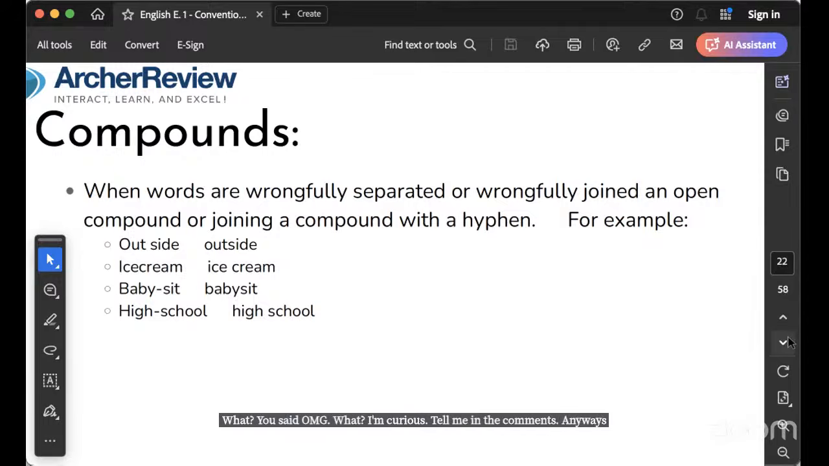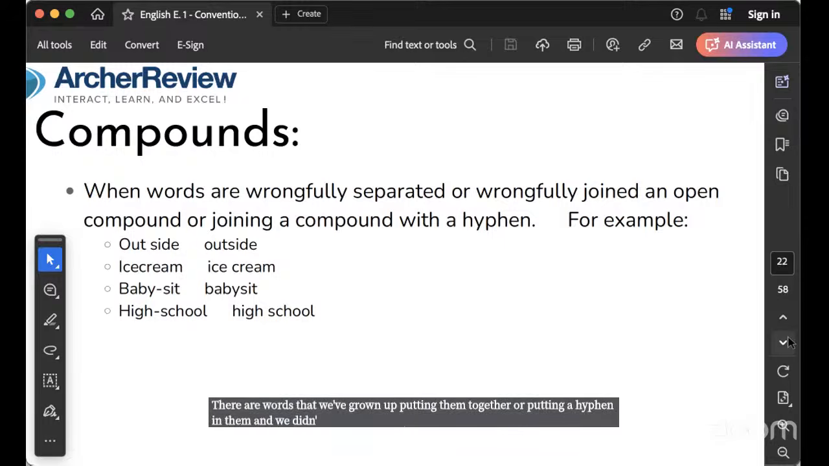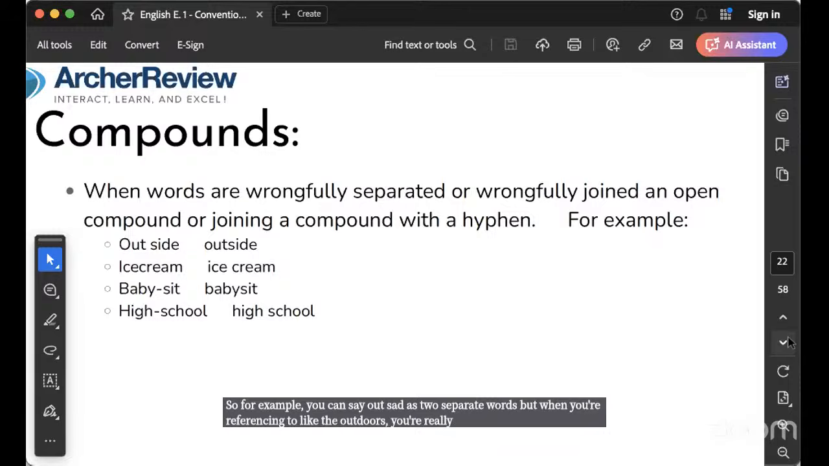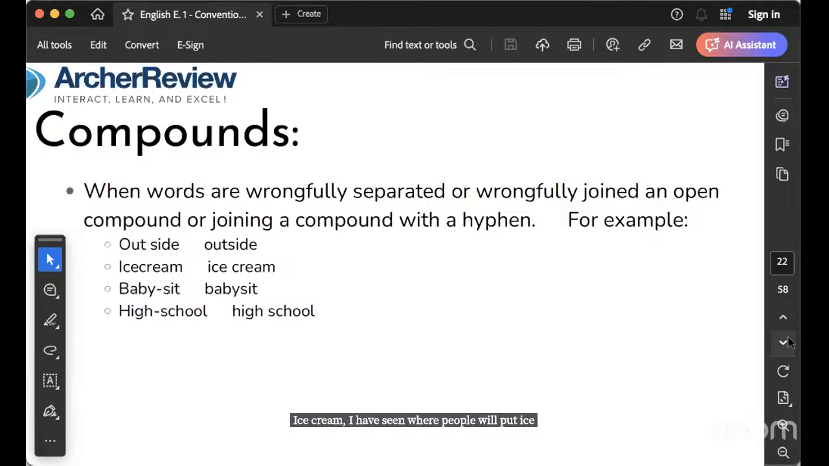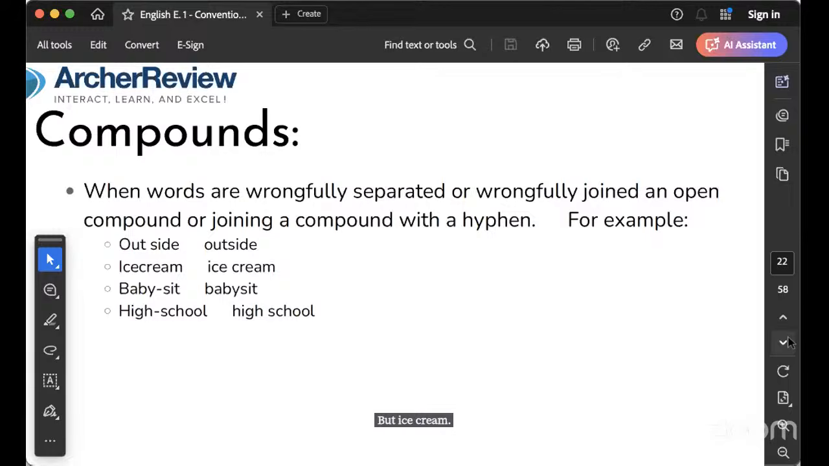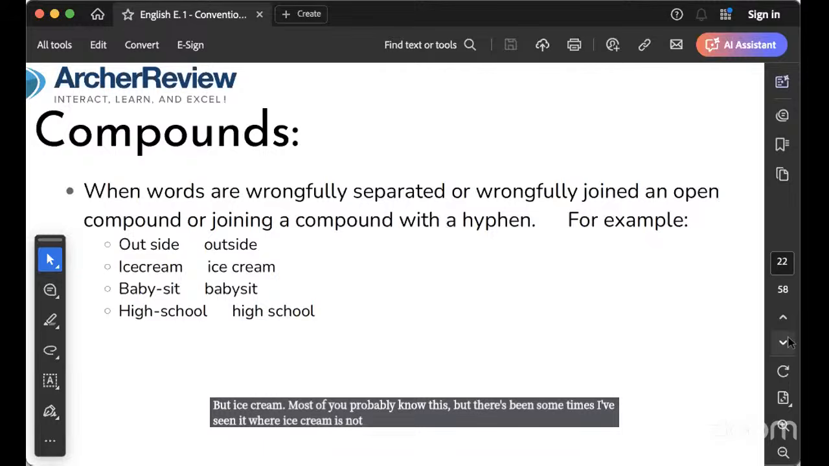Anyways, so with compound words, there are words that we've grown up putting together or putting a hyphen in them, and we didn't realize that we weren't supposed to be doing that. So, for example, you can say "out side" as two separate words, but when you're referencing the outdoors, you're really supposed to use one word, outside. Ice cream, I have seen where people will put ice cream as one word. They think it's one word together, but it's actually two separate words. Oh, yeah, "alot," that's a fake word. That's not real. But ice cream, most of you probably know this, but there's been some times I've seen it written as one word, when it's two words.